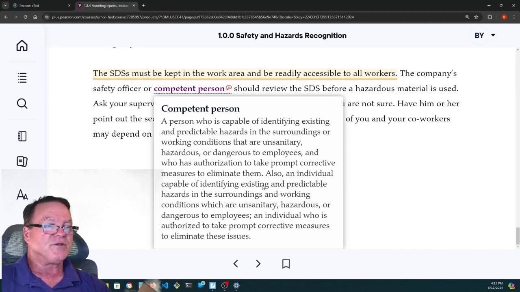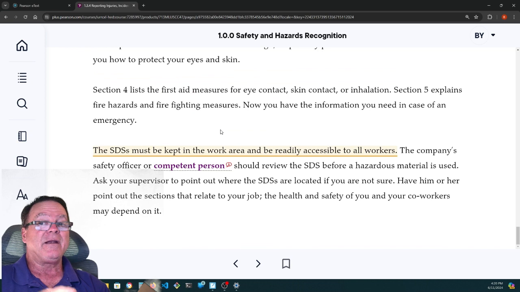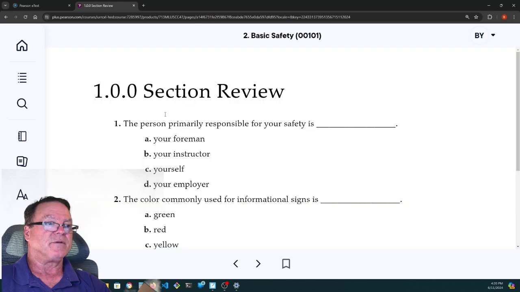Also, an individual capable of identifying existing and predictable hazards in the surroundings and working conditions which are unsanitary, hazardous, or dangerous to employees, and an individual who is authorized to take prompt corrective measures to eliminate these issues. You have to have that, and has the authority to take corrective action. That's a competent person. All right.